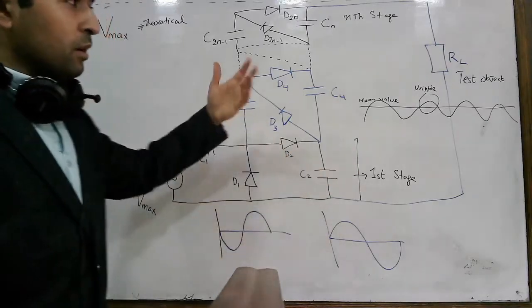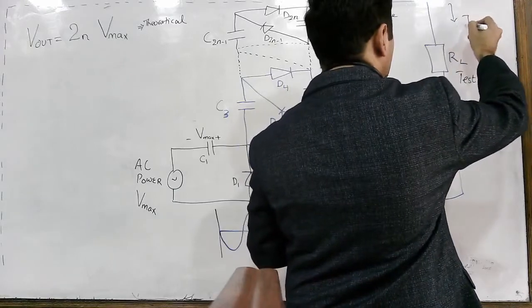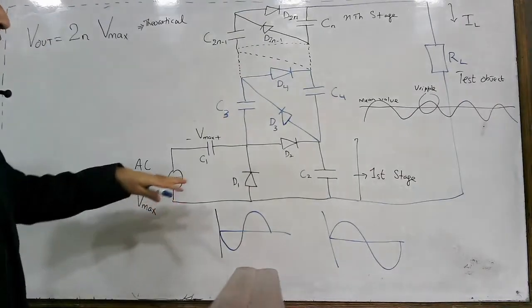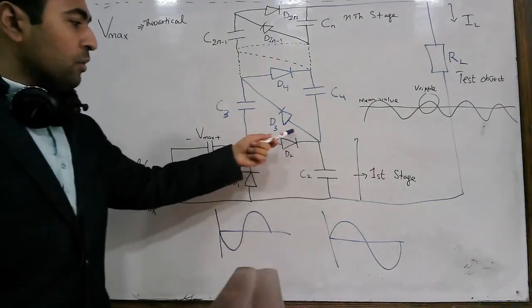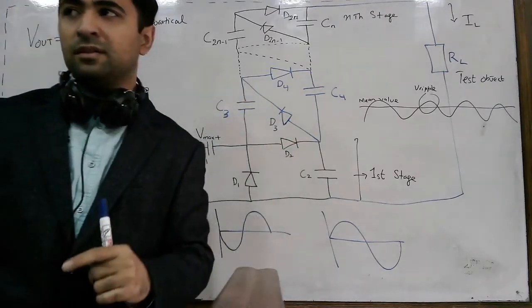And what are the effects of the loading current IL? What are those effects, and what is the significance of the value of the capacitor? What value of diodes should we be choosing? These are the practical concerns.